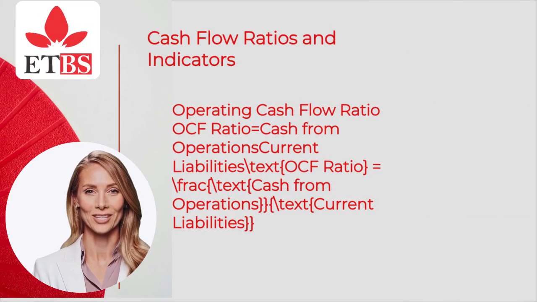Cash flow ratios and indicators. Operating cash flow ratio: OCF ratio equals cash from operations divided by current liabilities. It measures the ability to meet short-term obligations with operational cash. Free cash flow, FCF: FCF equals operating cash flow minus capital expenditures. It indicates how much cash is available after investing in assets.